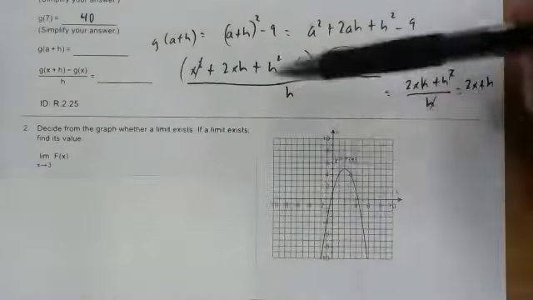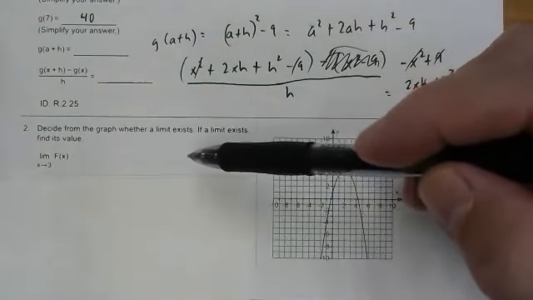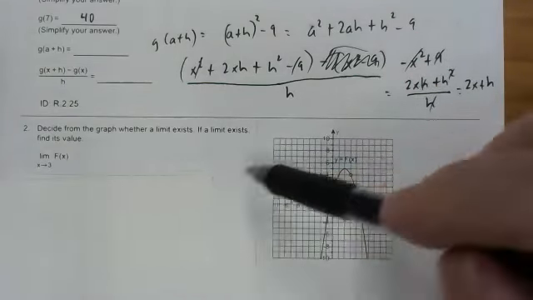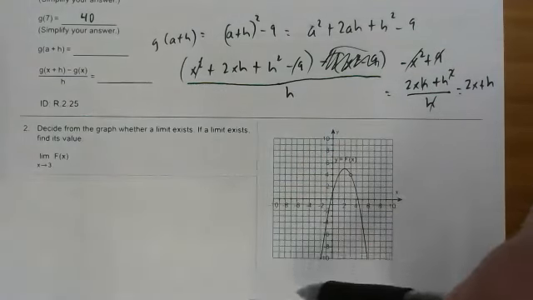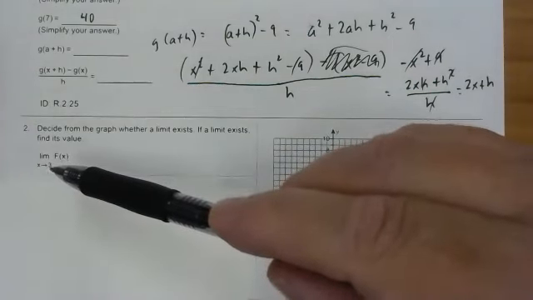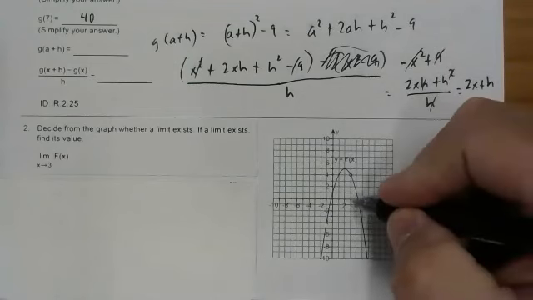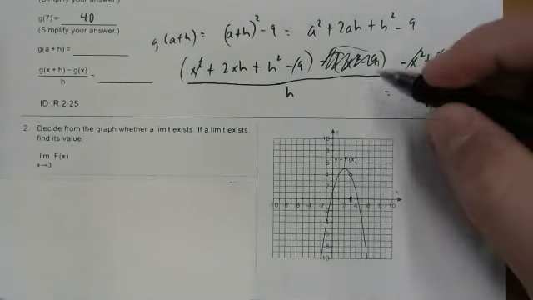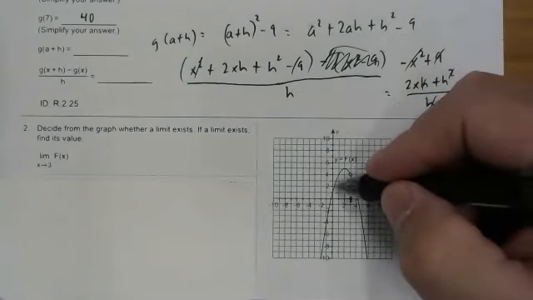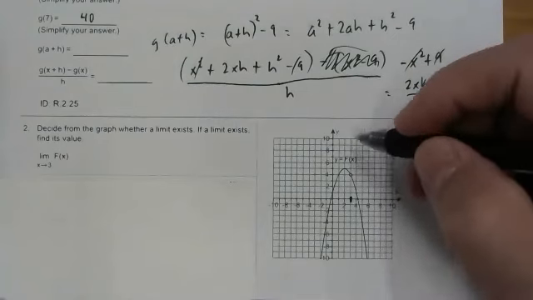So now this is a limit problem, looking at a graph. Decide from the graph whether a limit exists. If a limit exists, find its value. So they're saying, what's the limit of this function, the function represented as a graph, as x approaches 3? So with the graph, you find x equals 3 is right here. To find a limit, you approach the value of x from the left and you approach it from the right, and you see what the function approaches.